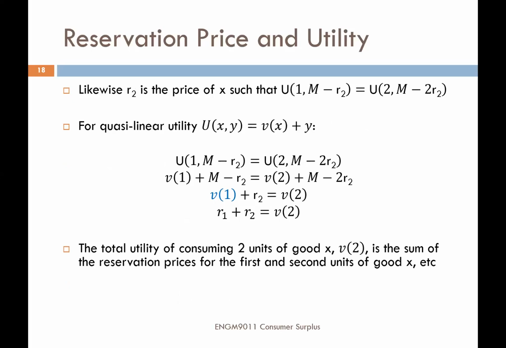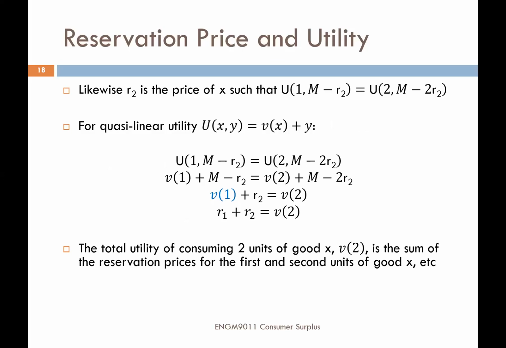What about consuming 2 units of X? What's the utility of consuming 2 units of X? Well, let's do the same idea here. We're going to compare the bundle where you consume 1 unit of X with the bundle where you consume 2 units of X. The R2 is the price of X such that you're just indifferent between those two bundles. So the utility numbers are the same. So we set them equal. We replace the utility of those bundles in terms of quasi-linear utility.